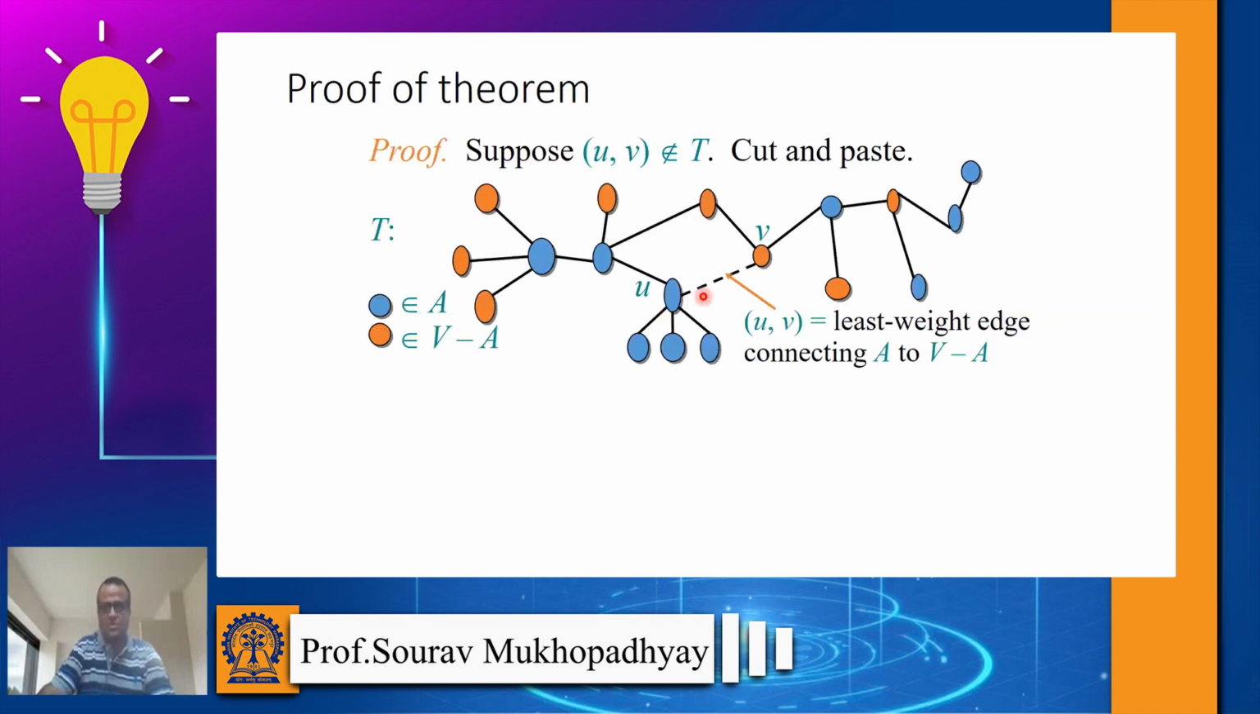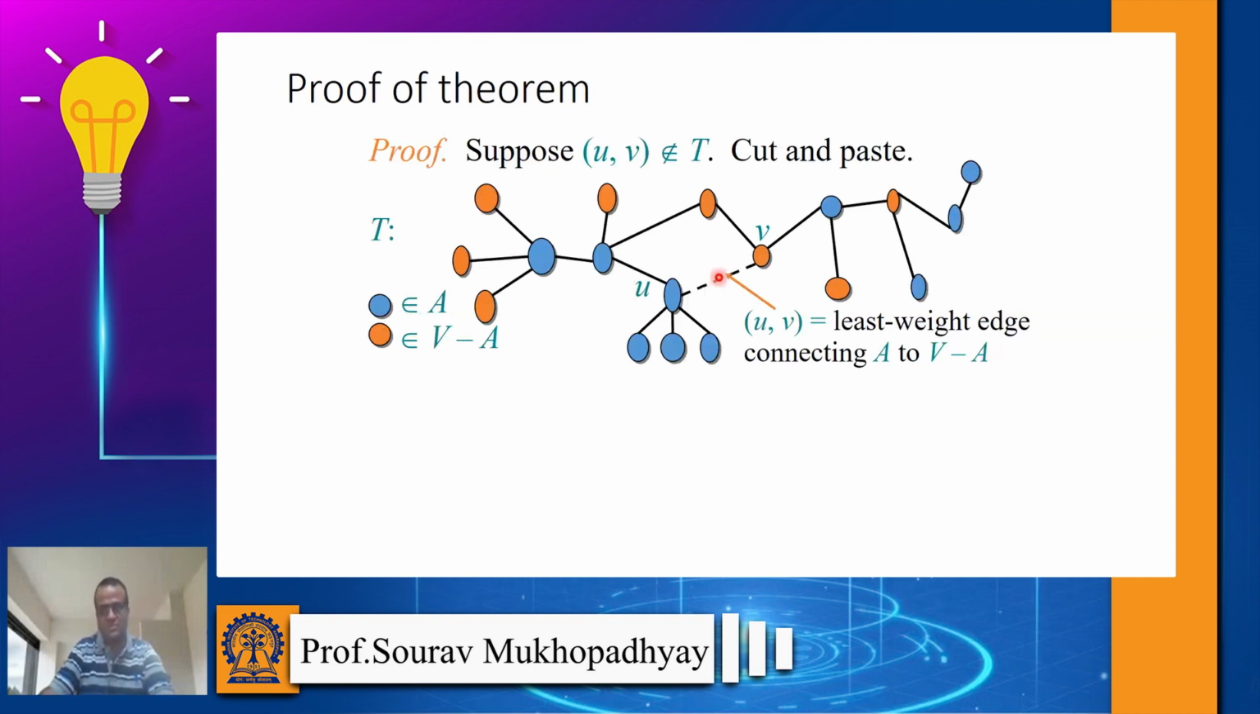Now among these bridge edges, we take the least weight edge. There are bridge edges like this, this is one bridge edge, this is one, this is one, like this. Among these bridge edges, we take the least one. The least one is UV. We use the same technique as in the last class to show the optimal substructure. Suppose this is not there in the minimum spanning tree.